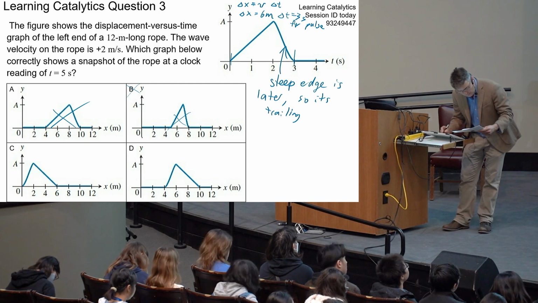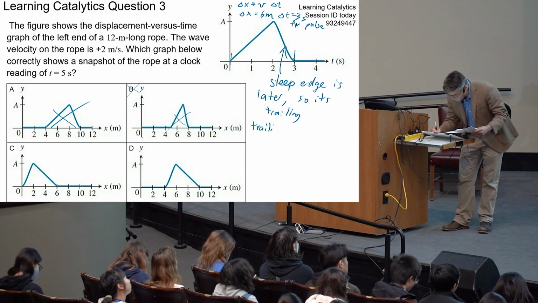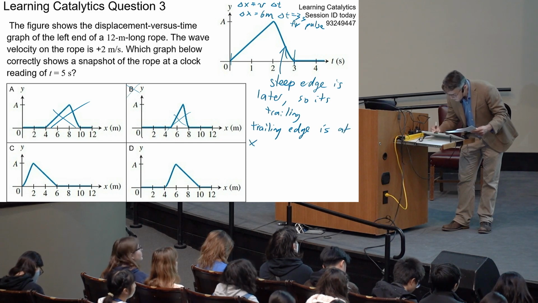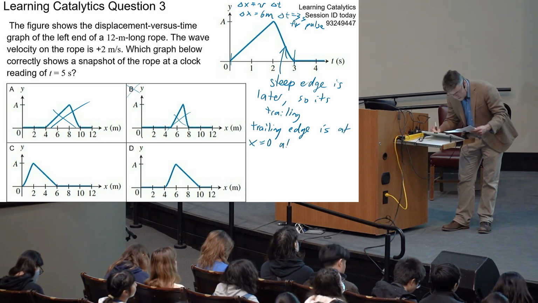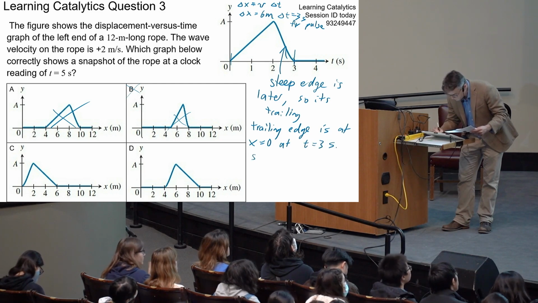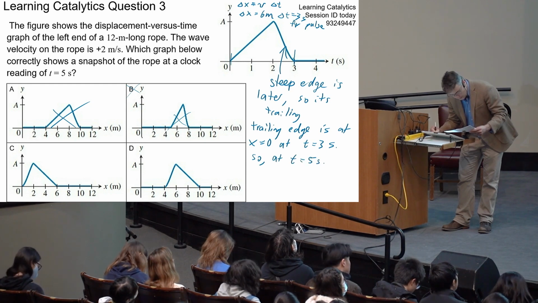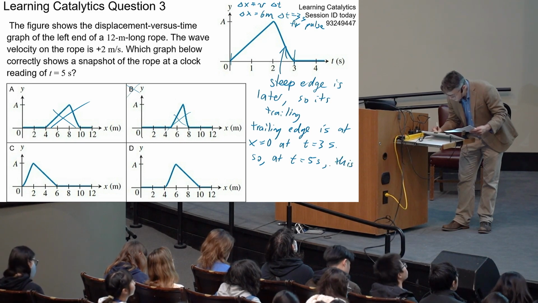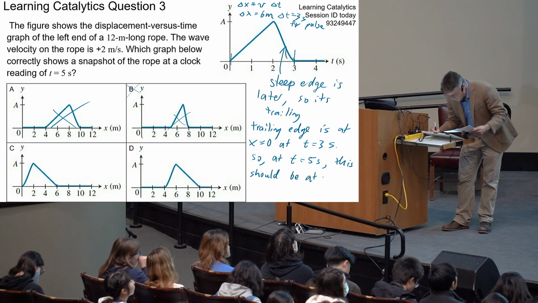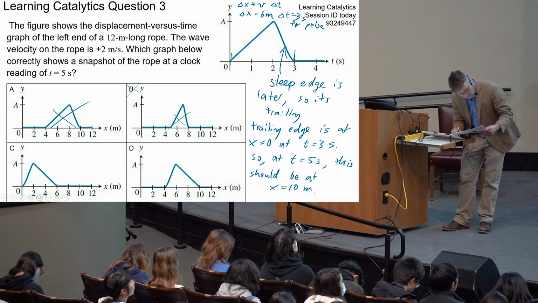So then the question is about this trailing edge at 3 seconds. The trailing edge is at x equals 0, which is what that whole history graph is about, at t equals 3 seconds, right? So at t equals 5 seconds, which is what these snapshots are supposed to be about, this trailing edge should be at 10 meters. At x equals 10 meters. So does that match anything here?